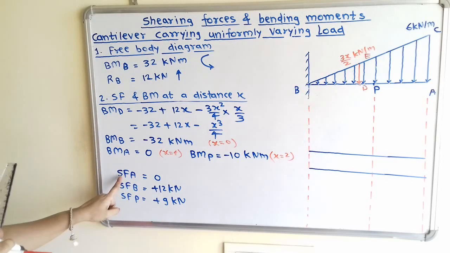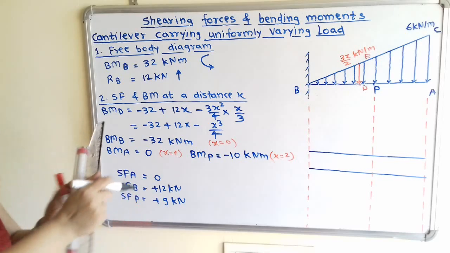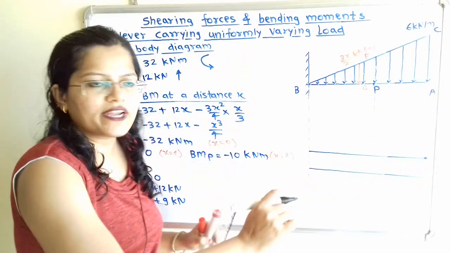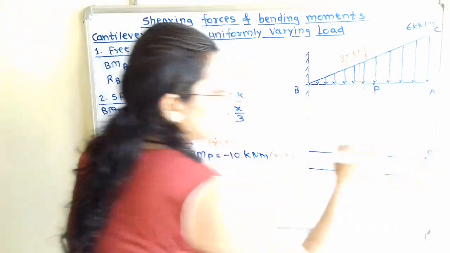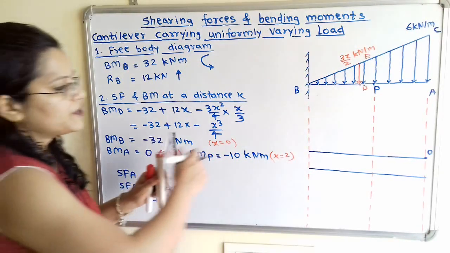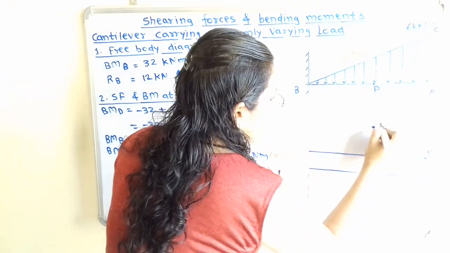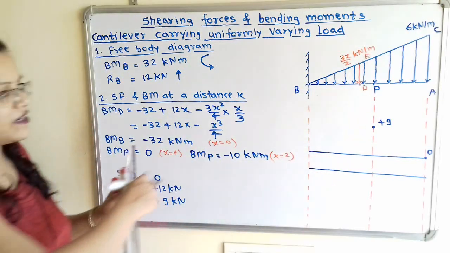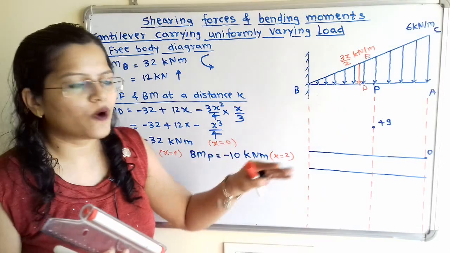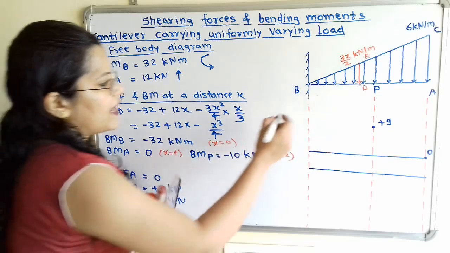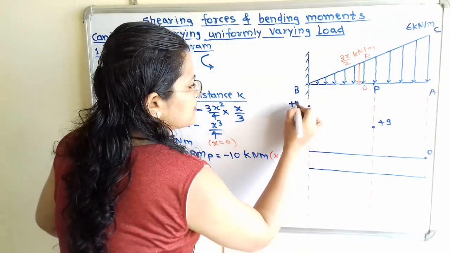So first we will plot the shear force at point A. So here is the point A and shear force is 0. So we will plot here the point on the baseline. I will mention here the value 0. Then at point P it is plus 9 kilonewton. So we will plot here one point and value is plus 9 kilonewton. And this is at the middle point. And at point B it is plus 12. So whenever the value is having positive sign, then we have to show it in the upward direction. So I will mention here it is plus 12 kilonewton.